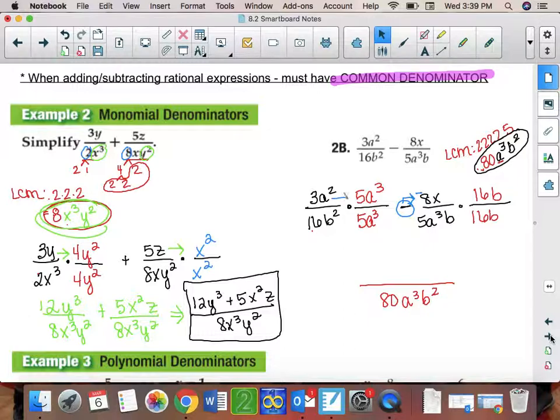Okay, so when I multiply across, I'm going to have 15, and that would give me a to the 5th, because remember, I'm adding the exponents. And then that's going to be a negative 8x times 16b, which would be a negative 128xb, or really you could write that, or should write it bx, but that's okay if you don't. I can't combine anything because those aren't alike, and so there is my final answer.